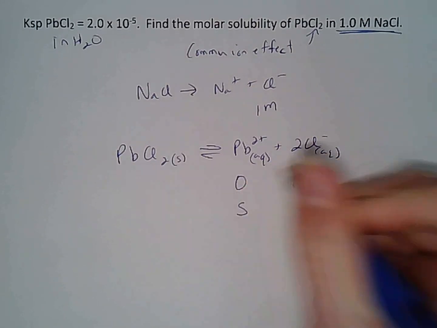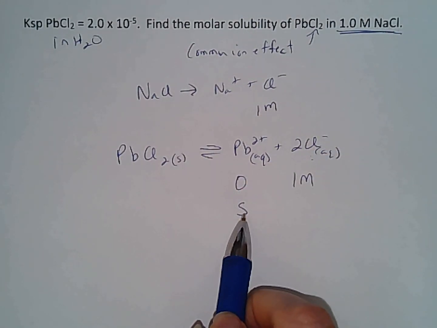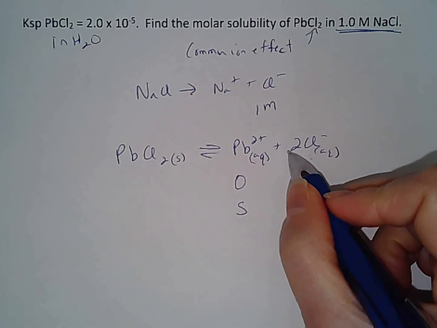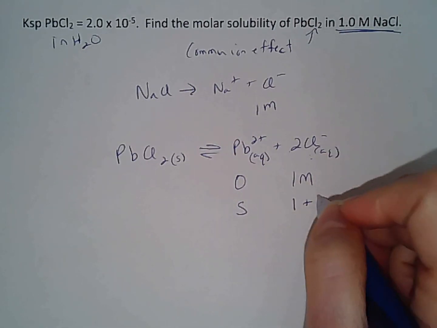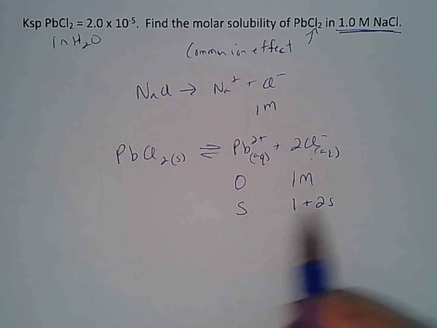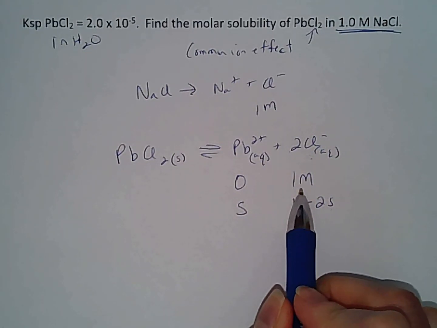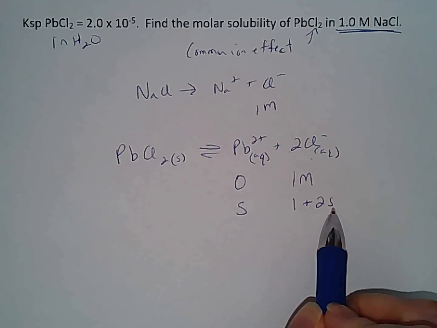So again, this is going to be S. You can make that X if you like that better. And then this is going to be 1 plus, but you have to realize that there are 2 chloride ions. So this is going to be 2S. So typically this is going to be S and then 2S, but because I'm starting with 1 molar, it's going to be 1 plus 2S.